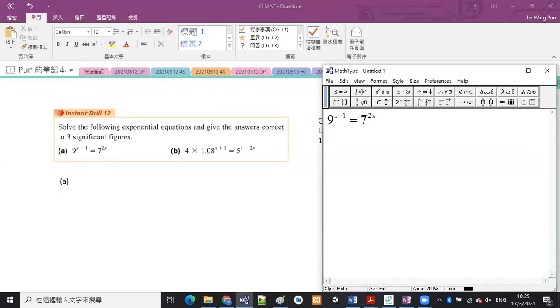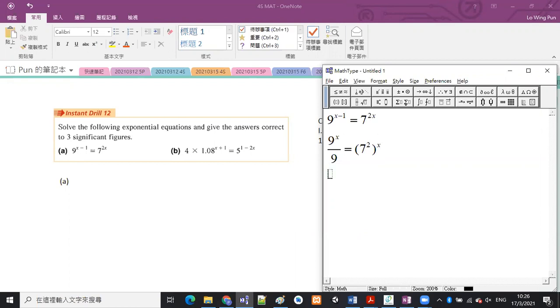Okay, let's check the answers. So part A, 9 to the power x minus 1 is equal to 7 to the power 2x. Again, I would like to use my approach first. So that is 9 to the power x minus 1 becomes 9 to the power x over 9 to the power 1. And then the 7 to the power 2x becomes 7 squared to the power x.